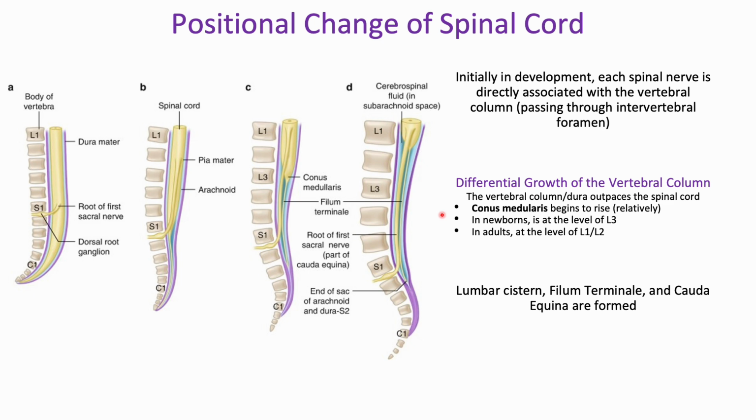The conus medullaris is going to seemingly rise. So it initially was down at the C1 level. It's going to come up to the L1 level in the adult. And in newborns, that's usually around the level of L3. And now you have formed your lumbar cistern, filum terminale, and cauda equina.